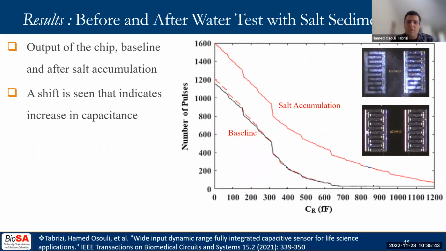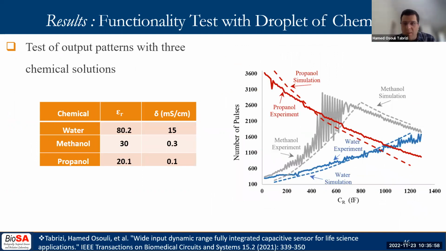In another experiment, we could see the effect of a significant amount of salt on the electrode. The after curves are for the case that salt has been completely dried. In this figure, we compare the simulation and experimental results using different samples. 3 different patterns can be seen for liquids that have different dielectric constants as well as conductivities. The patterns match with those expected for different solution conductivities.